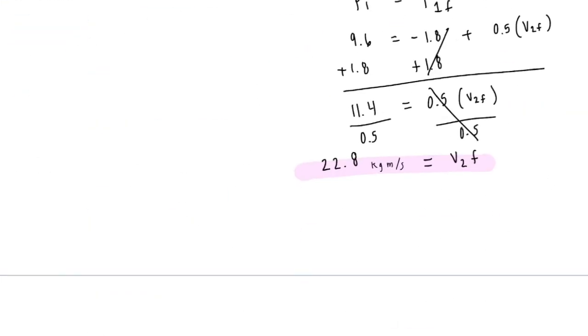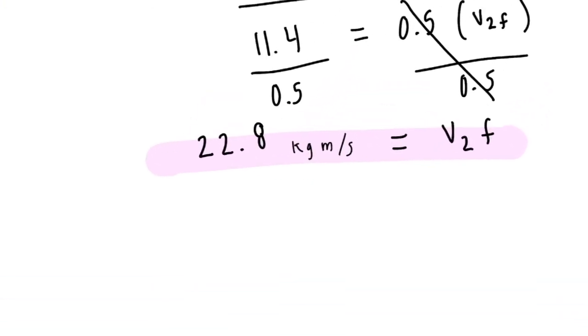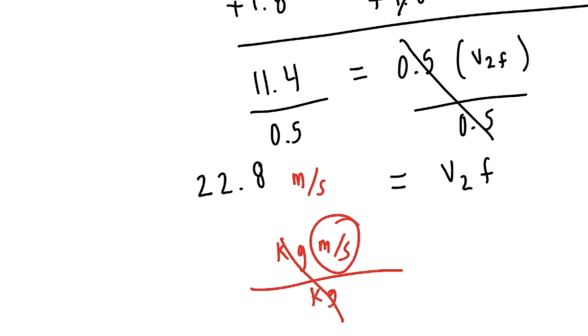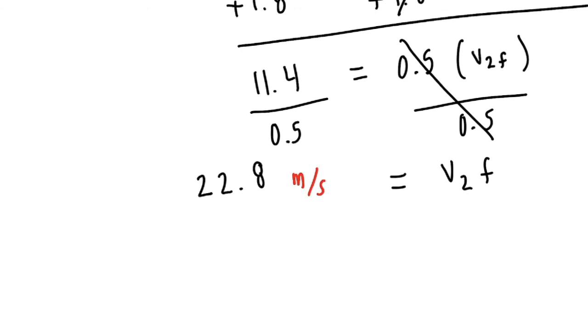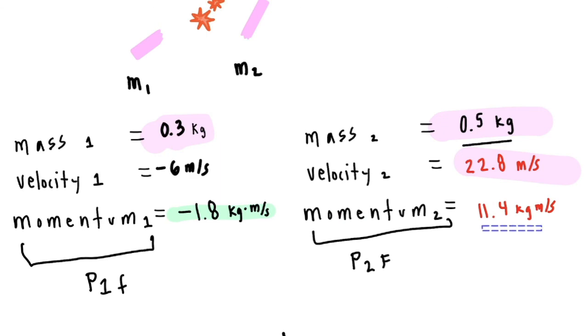Did I write that earlier? Oh yeah, whoops. Since I didn't include units earlier, my bad. So here we would end up having just meters per second, and the reason is that we'd have kilogram meters per second divided by kilograms, and the kilograms would cancel out and we'd end up with meters per second. So our final momentum for mass 2 would be 11.4.